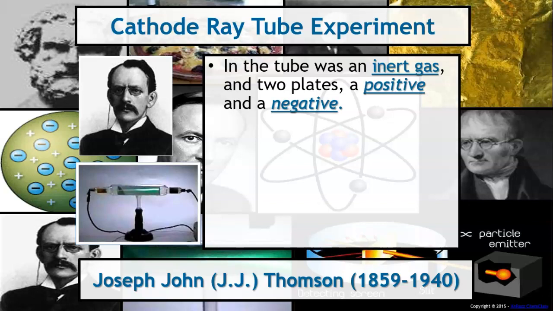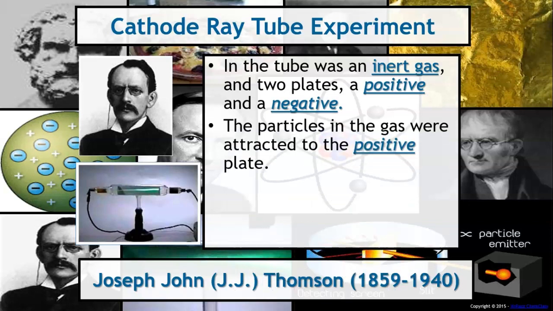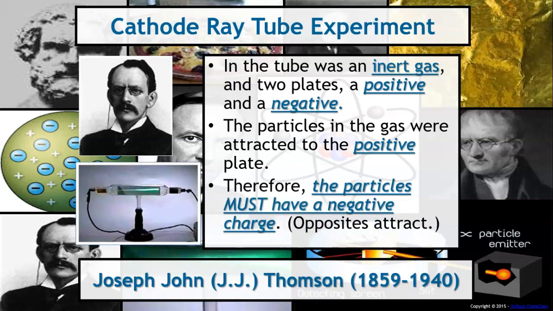In this experiment, he had a glass tube. Inside was an inert gas, meaning one that doesn't react with other things. And then there were 2 metal plates in there. One had a positive charge, the other had a negative charge. And he noticed that when he passed electricity through this, the particles in the gas were attracted to the positive plate.